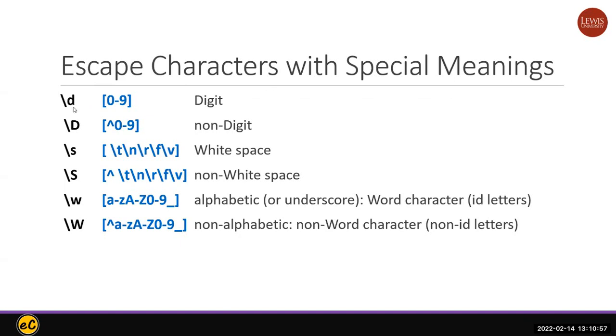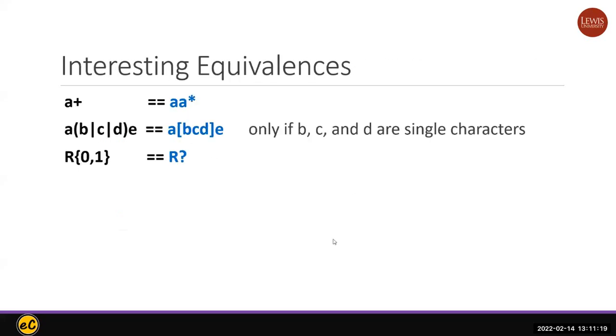So escape letters, if you have \d, that means the digit. \D, capital D, is non-digit. \s is white space letters. \S, capital S, is non-white space letters. \w is the alphanumeric identifier-use letters. \W is non-identifier-use letters.